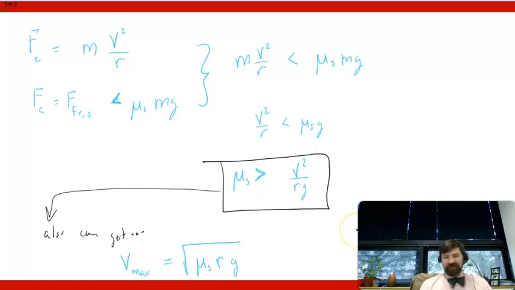Okay, so that is the unbanked curve. You basically have to use friction to stay on the road. What does the banked curve look like? So the banked curve basically means that your car, as it's going around the road, is actually on a slight incline. So instead of the road being flat like this, the road is inclined like this. We'll call this angle theta.